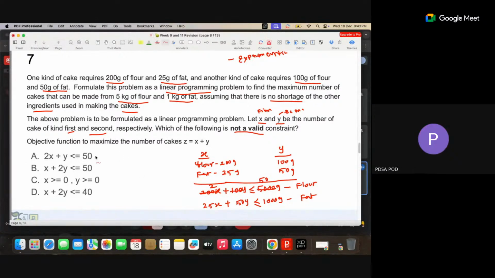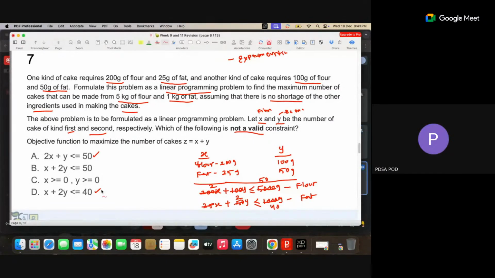So is this constraint true? Yes, it is true. Fine. Now we try the next one: 25x and 50y, and again we simplify. Dividing by 25, we get x plus 2y less than or equal to 40 for fat. Yes, it is possible, right?